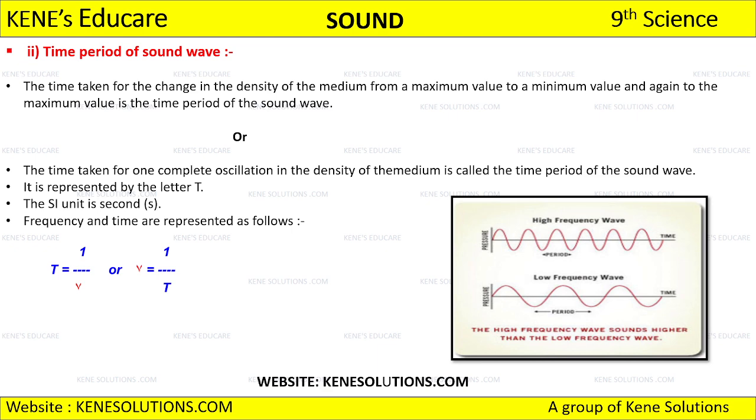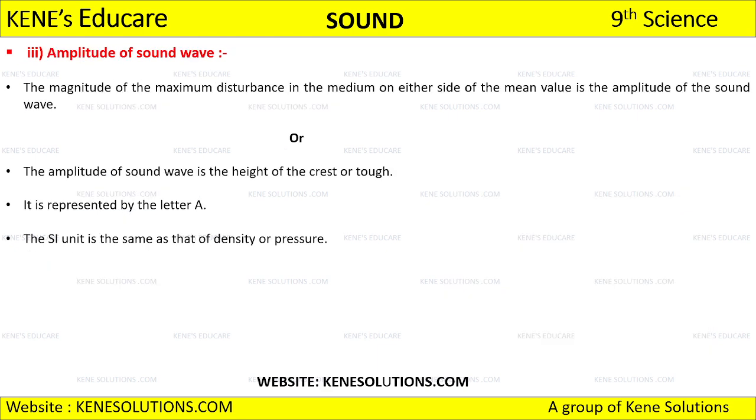Now after this time period, the next thing that we have is the amplitude of the sound wave. So how can you define amplitude? Amplitude of the sound wave is the height of the crest or the trough, and we represent that by capital A. Why I told you that second definition, not the one, is because for understanding it, the second definition is the easiest one, right?